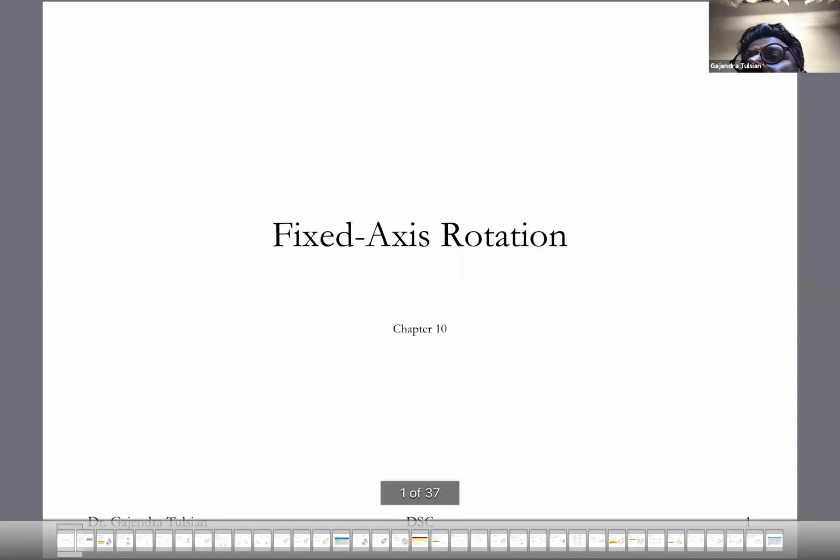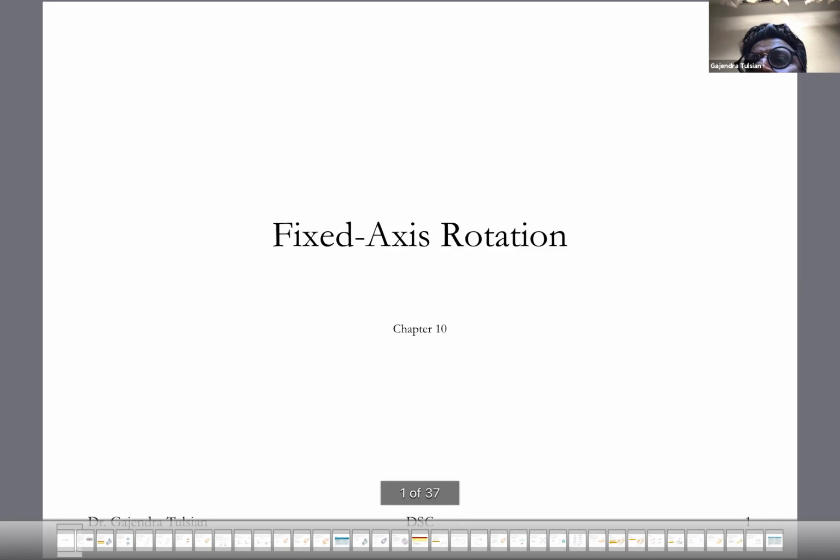All right, so we are looking at fixed axis rotation, and like I said, what we're looking at is an object like this. So imagine a CD that's rotating like that, and there is the axis of rotation. Okay, so that's the object you want to have in mind. That's the picture you want to have in mind.